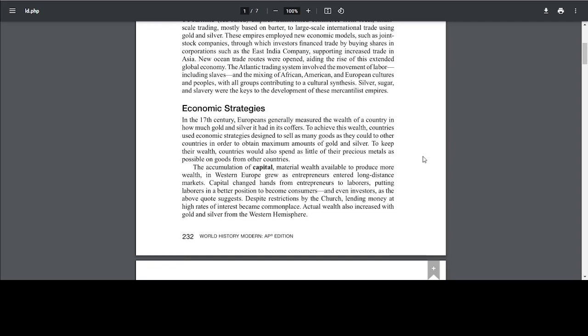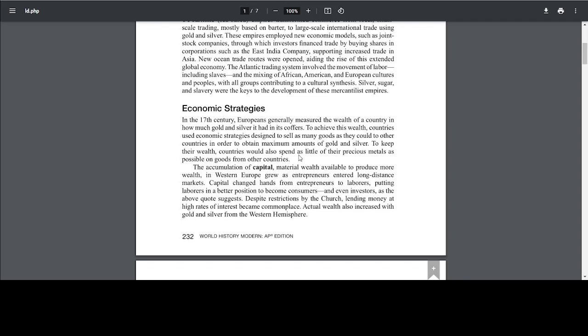Economic strategies. In the 17th century, Europeans generally measured the wealth of a country in how much gold and silver it had in its coffers. To achieve this wealth, countries used economic strategies designed to sell as many goods as they could to other countries in order to obtain maximum amounts of gold and silver. To keep their wealth, countries would also spend as little of their precious metals as possible on goods from other countries.